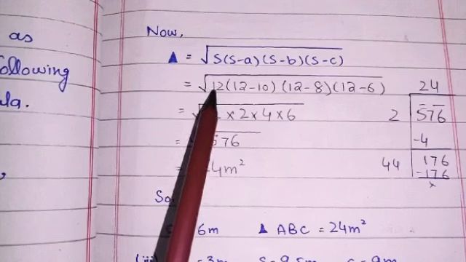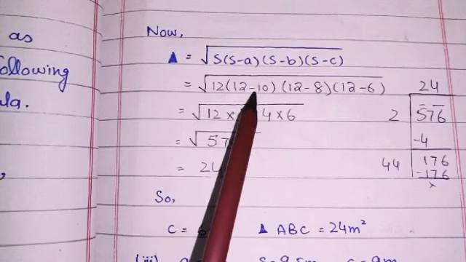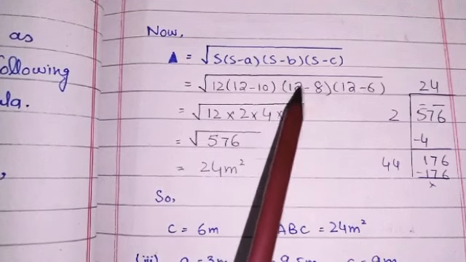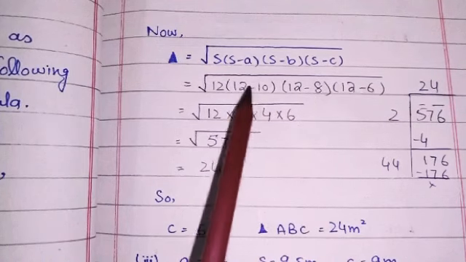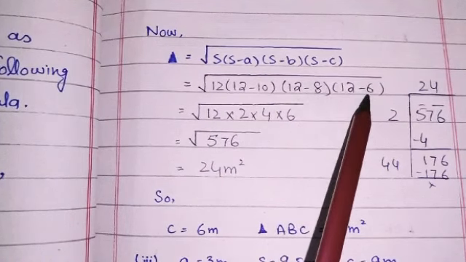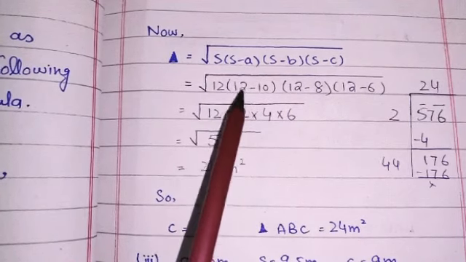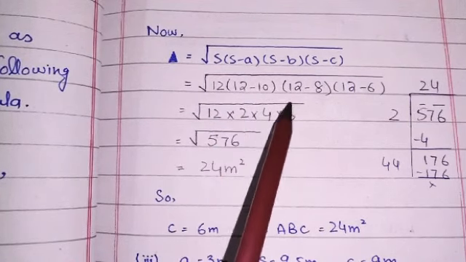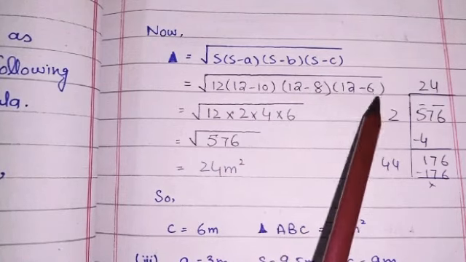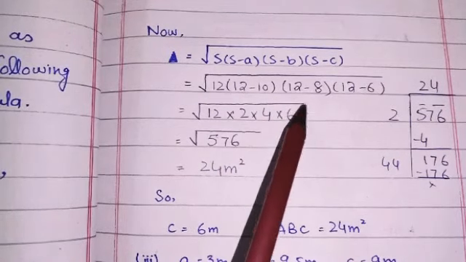Square root of 12 into 12 minus 10 into 12 minus 8 into 12 minus 6, because 10, 8 and 6 are the values of A, B and C. 12 we will write as it is. 12 minus 10, we got 2. 12 minus 8, we got 4, 12 minus 6, we got 6.